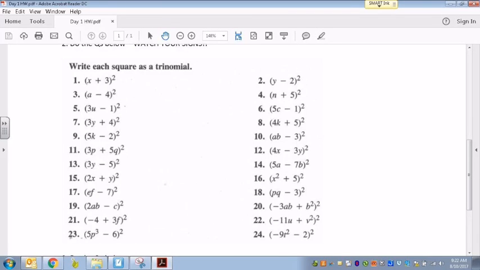All right, so this is how to multiply with binomials. Essentially, we're just trying to multiply them together. There is the slow way, and then there's a really quick way to do this. So look at number 1, for example. It's x plus 3 squared.